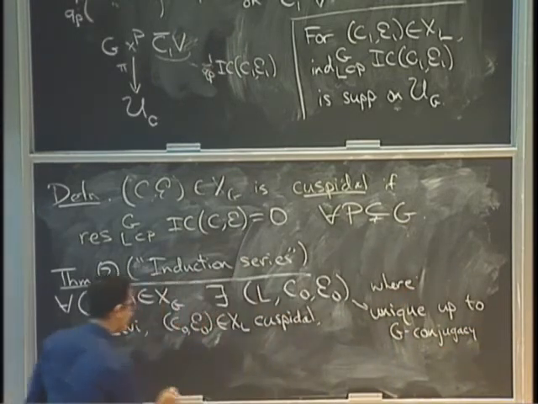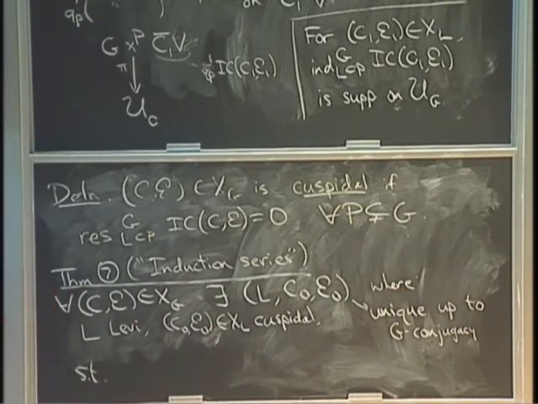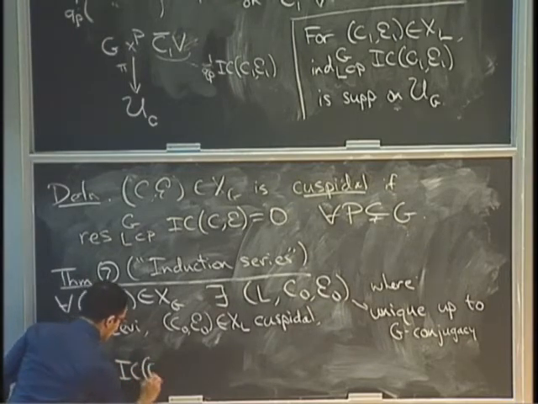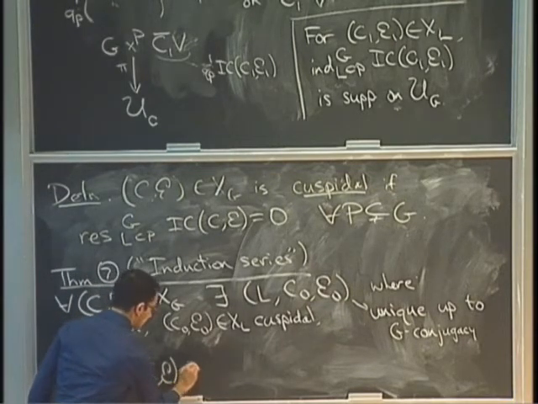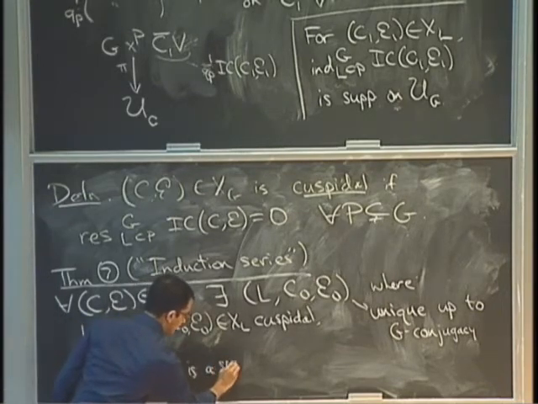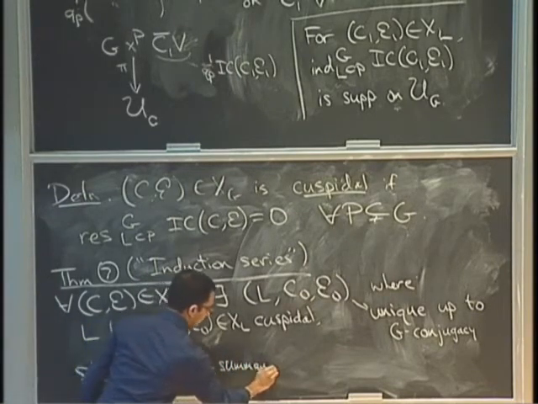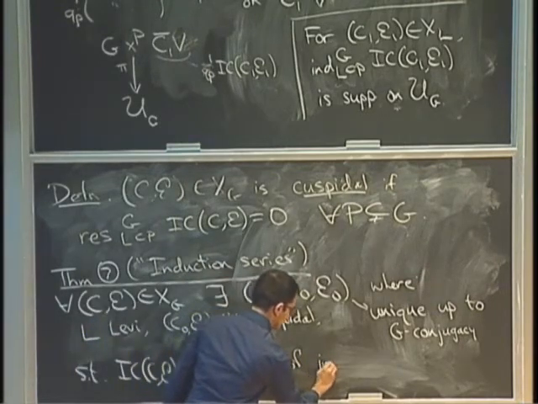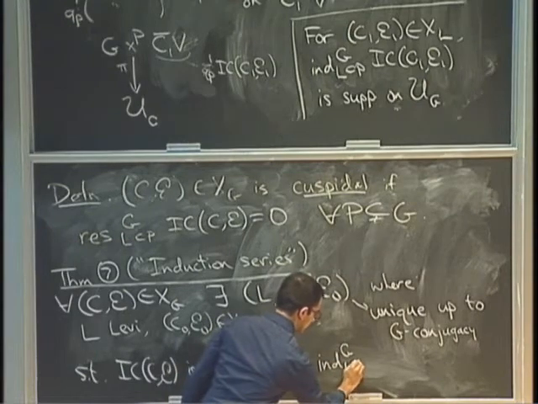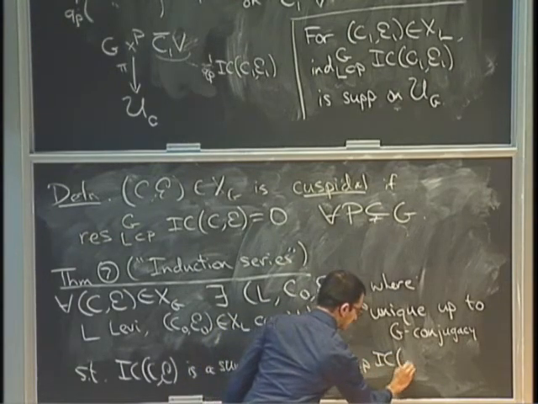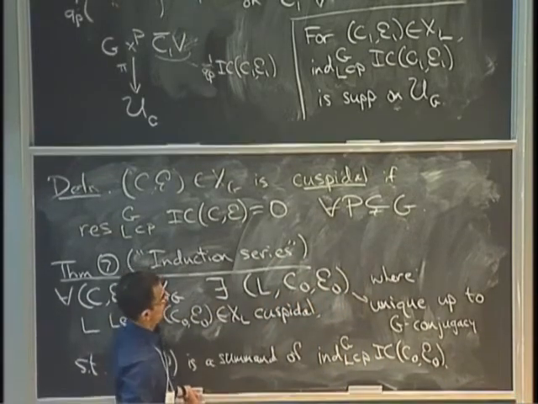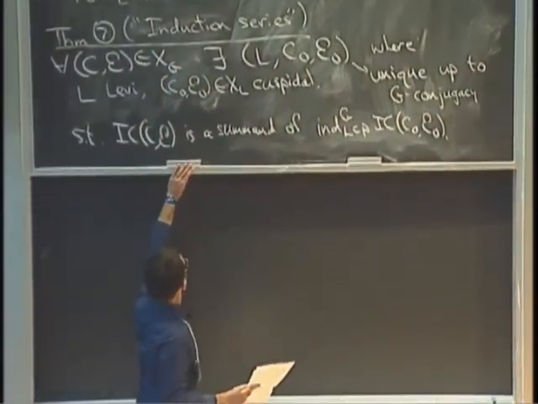And then the "such that" part is that the perverse sheaf labeled by this pair, IC CE, is a summand of the thing you get when you induce this cuspidal pair.